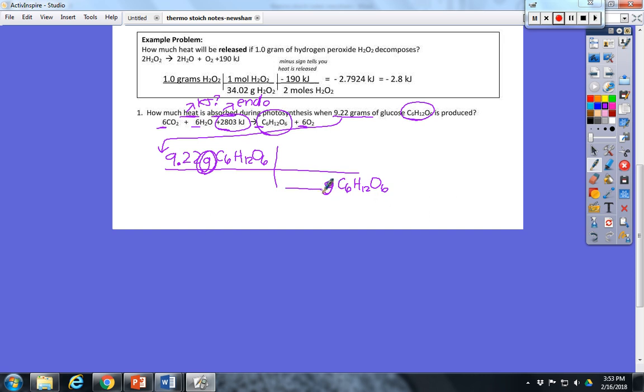Remember, molar mass, you're going to add up your atomic masses. So 12.01 times 6, 1.01 times 12, 16.00 times 6. And that will get you 180.18 grams. And that grams is equal to 1 mole of glucose.